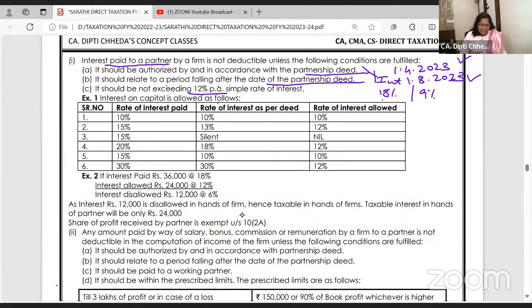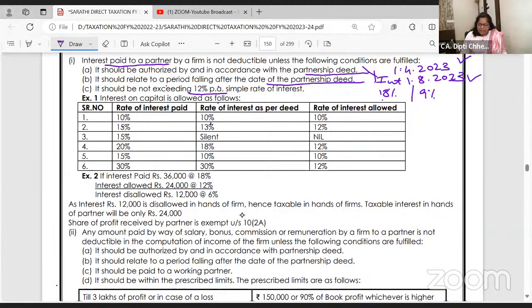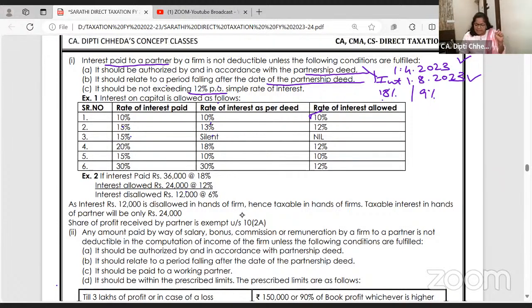Chalo. So is the partnership clear to you? Now let us answer this. Interest paid is 10%, deed also says 10%. So how much will be allowed? 10%. Interest paid is 15%. Deed says 13%. Ma'am, but 13 is written in the deed. But maximum interest allowed is how much, dear students? 12%. Is this clear to all of you? 12% is the maximum interest allowed.